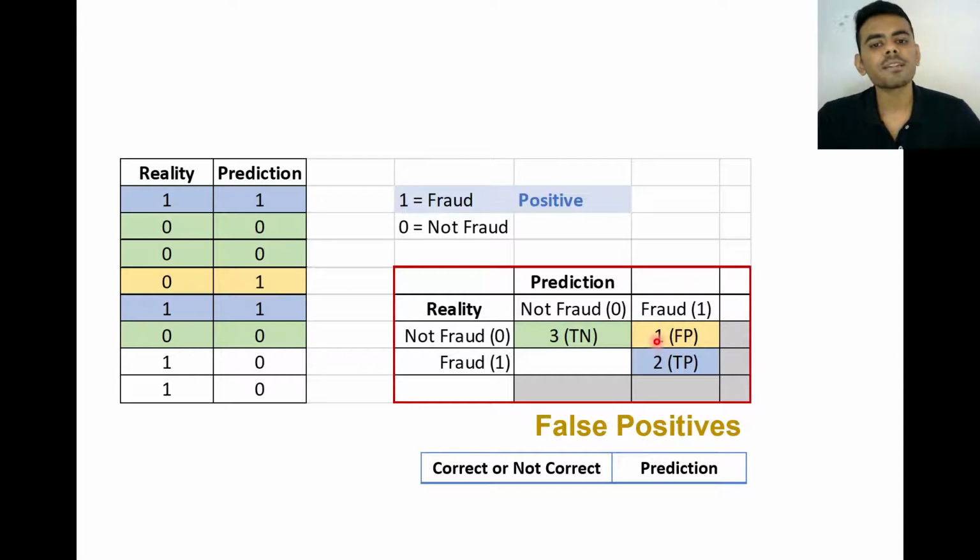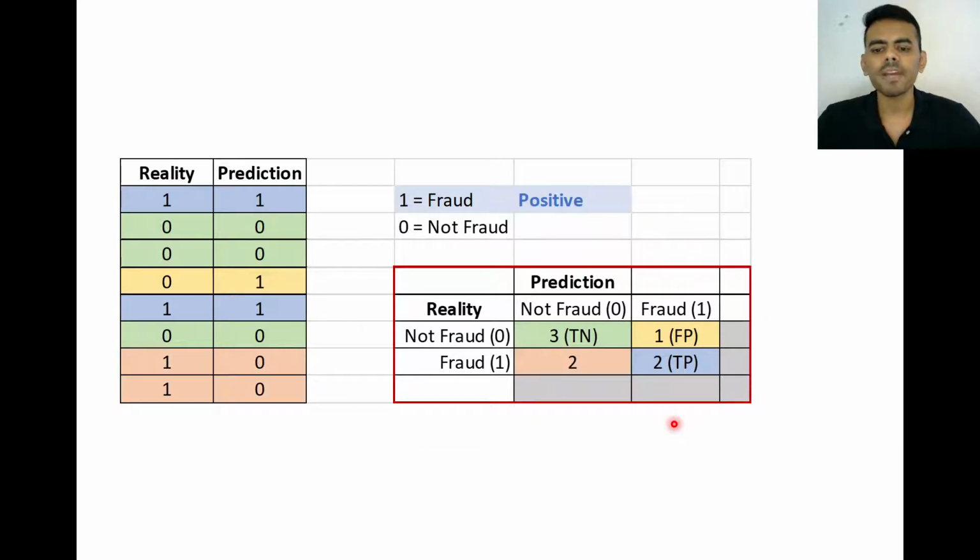Was my model prediction correct? Not really. Why? Because the ground truth was 0, I predicted 1. And hence I get my prefix as false. False positives. Finally, our last case.